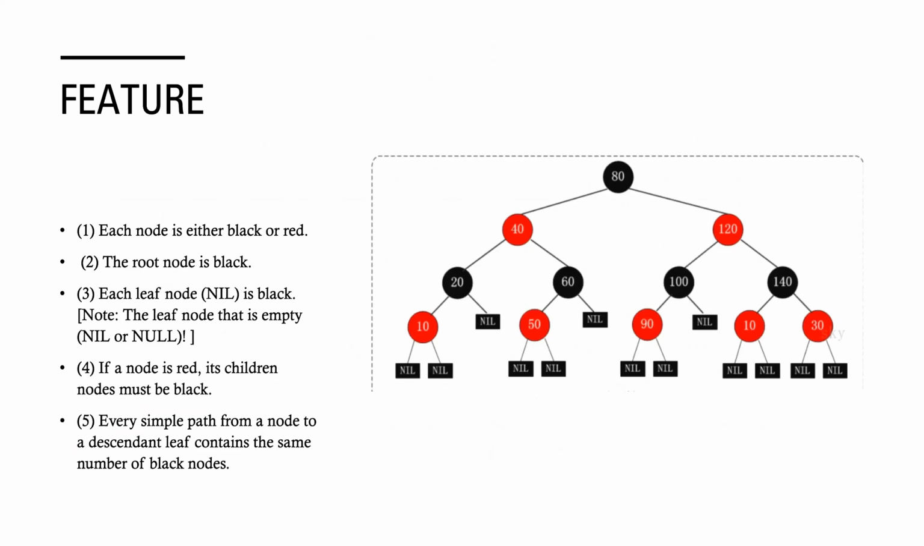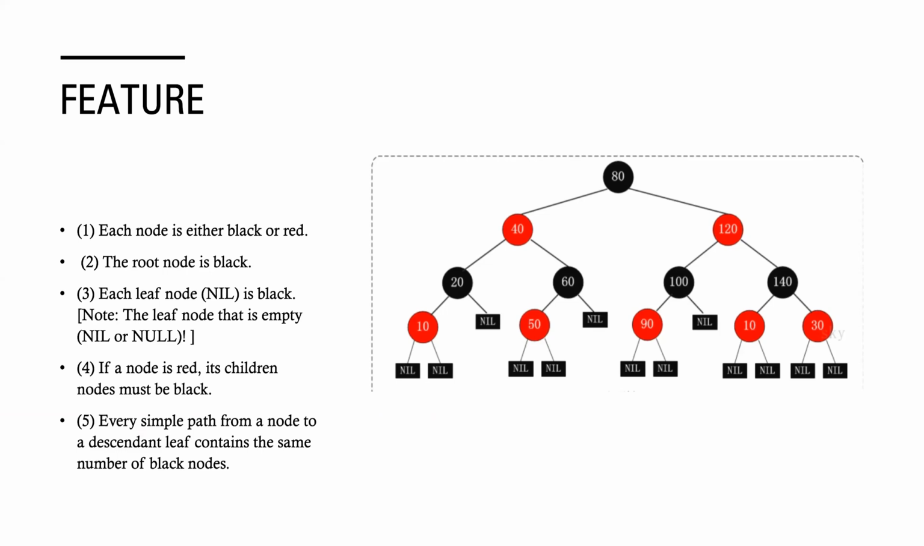So a red and black tree is a special binary search tree. Each node of the red-black tree has a storage bit to indicate the color of the node, which can be red or black. Sorry. First, let me talk about the features of red and black trees. This picture is a good red and black tree example. We can see that each node is either black or red.